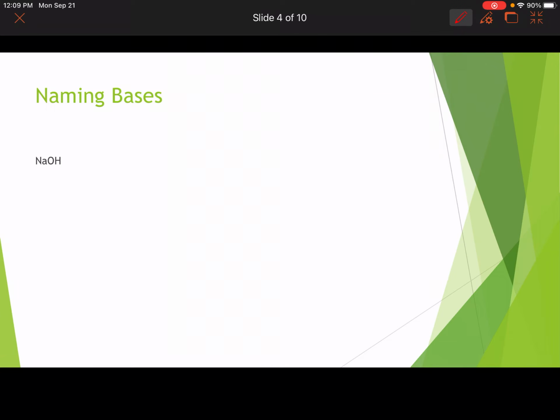Now, naming bases is a lot simpler. Basically, the bases almost all have OH minus, so that's the hydroxide ion. So for example, this is simply called sodium hydroxide, right? So we would just name that. Normally, there are no special ways of naming bases.